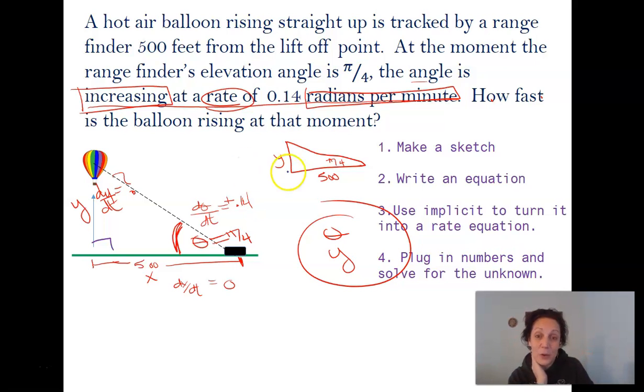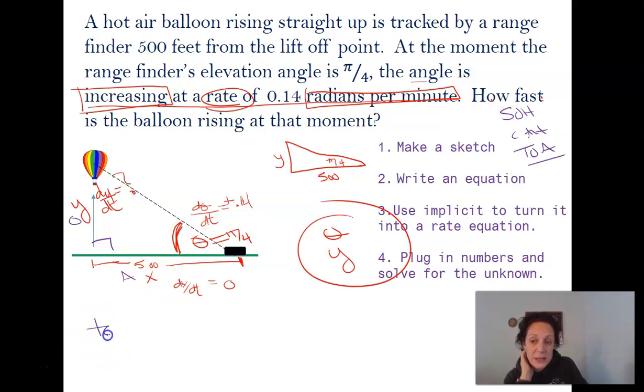I need to find an equation that links this angle to this side of the triangle. Okay, so SOHCAHTOA, right? This angle, this is my opposite side, this is my adjacent side. So I can easily use the tangent to link the theta and the y. And like I said, if the x comes in, so be it. Well, it does, because it ends up being the adjacent side.